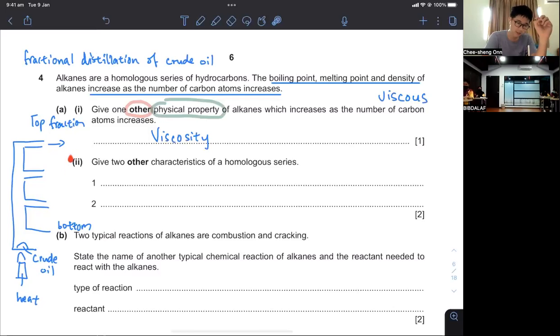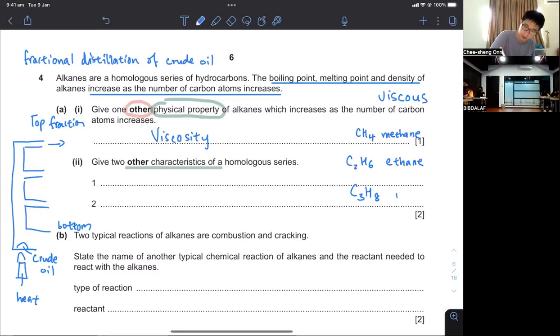That's because further down the fractionating column, at the bottom, it becomes more and more viscous as the carbon chain gets longer and longer, as a result of stronger intermolecular forces. So viscosity is one thing that will increase with longer carbon chains. Other characteristics: CH4 is methane, then the next one is ethane, C2H6. The next one is C3H8, propane, and then C4H10 is butane.